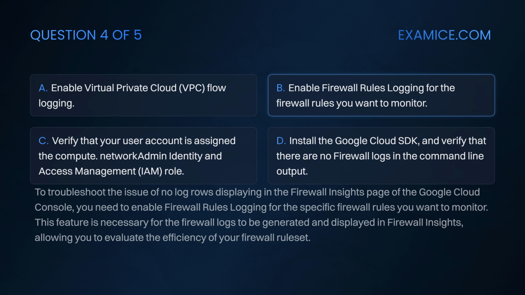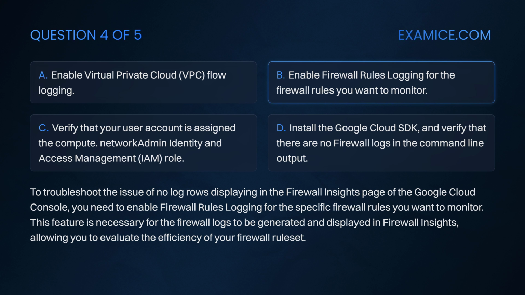To troubleshoot the issue of no log rows displaying in the Firewall Insights page of the Google Cloud Console, you need to enable firewall rules logging for the specific firewall rules you want to monitor. This feature is necessary for the firewall logs to be generated and displayed in Firewall Insights, allowing you to evaluate the efficiency of your firewall rule set.